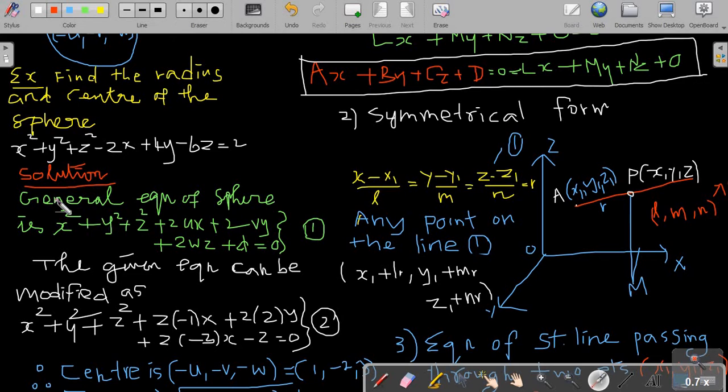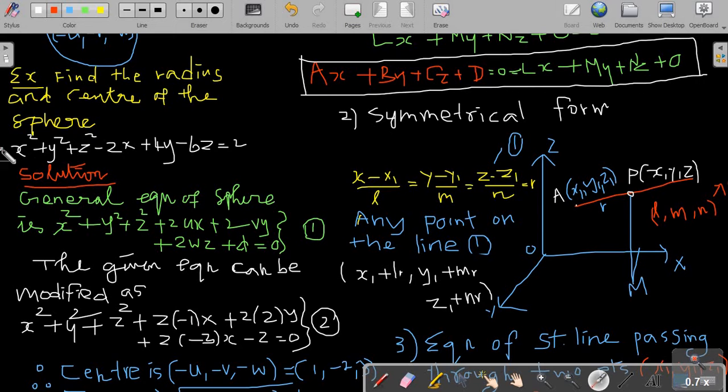Now what's the general equation of the sphere? The general equation of the sphere is x square plus y square plus z square plus 2ux plus 2vy plus 2wz plus d equals 0. This is the general equation of the sphere, which I am taking as equation number 1. From the given equation, I am writing it in this general form.